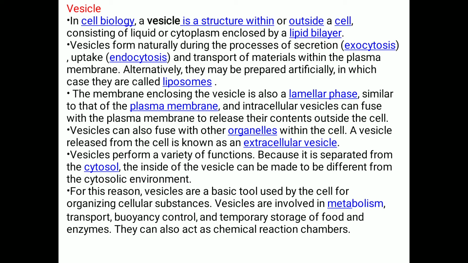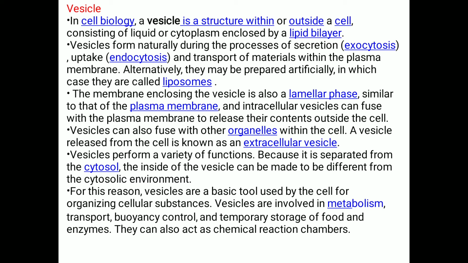So here, for the purpose of exocytosis, what will happen? Suppose you have to throw something out of the cell. Some materials which have to be thrown out of the cell will be incorporated into the vesicles. The vesicle will get transported to the plasma membrane. The vesicle will fuse with the plasma membrane and throw that unwanted material out, right?